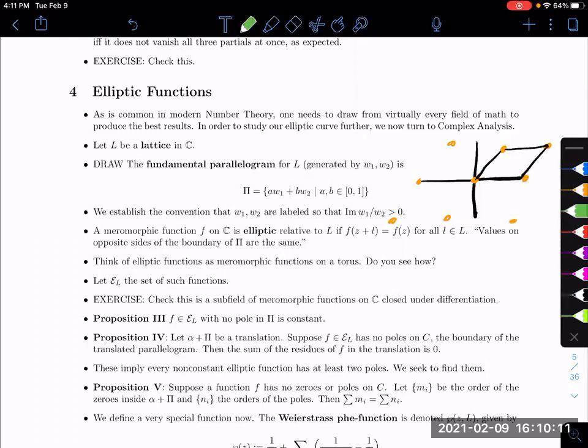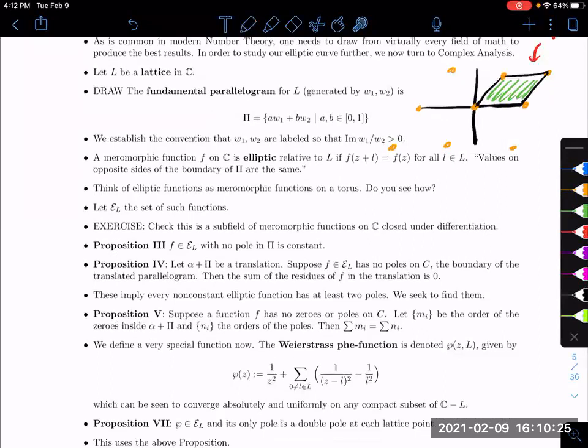Okay, and everything inside of it, let's say. So this guy here is the fundamental parallelogram, which we call capital Pi, for the given lattice given by the orange dots. Everything is sort of determined by this parallelogram. And what we said is we're going to look at special types of meromorphic functions on the complex plane, the so-called elliptic functions relative to the lattice. You also see them often called doubly periodic functions.